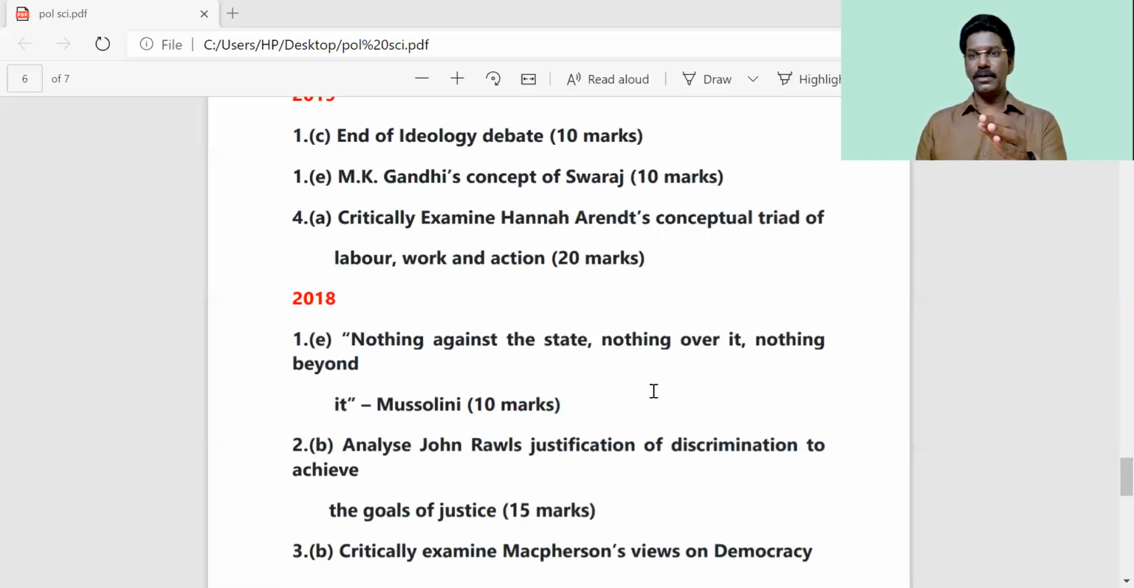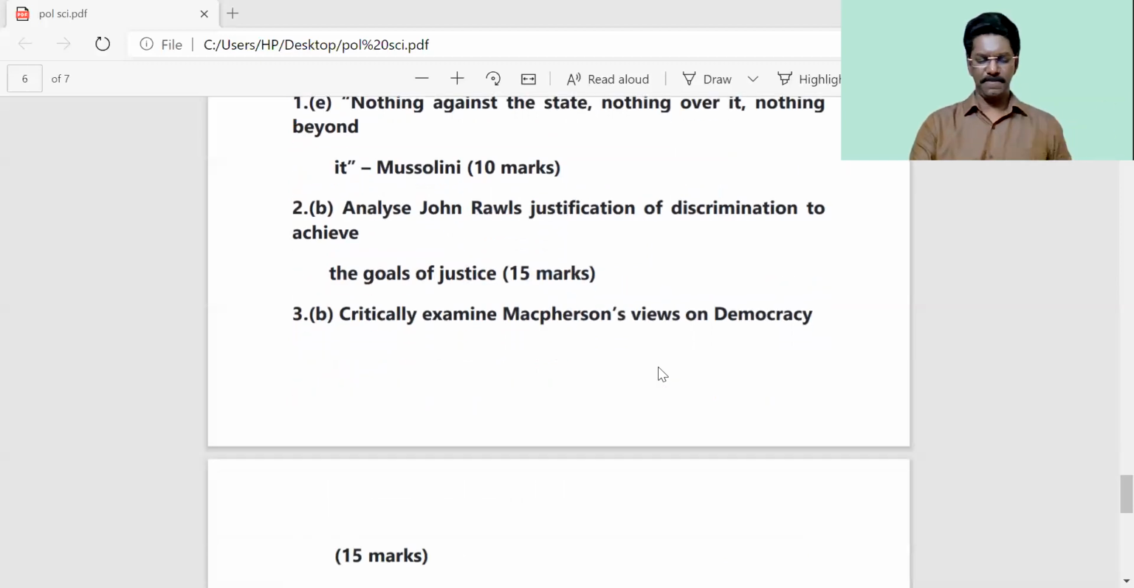Even more importantly, in the ethics paper they directly asked about this John Rawls theory of justification, social justice, in 2017-18 mains GS paper 4. Because he died in 2002, 2017-18 was exactly the 15th death anniversary of John Rawls. Directly from political science optional, they asked in the ethics paper, paper 4, on modern political thinkers.